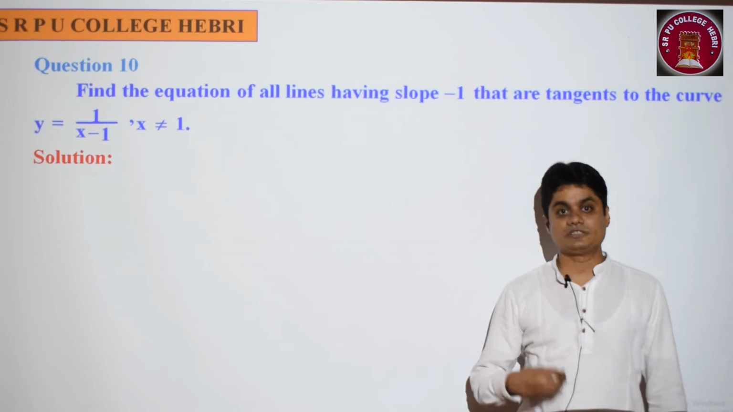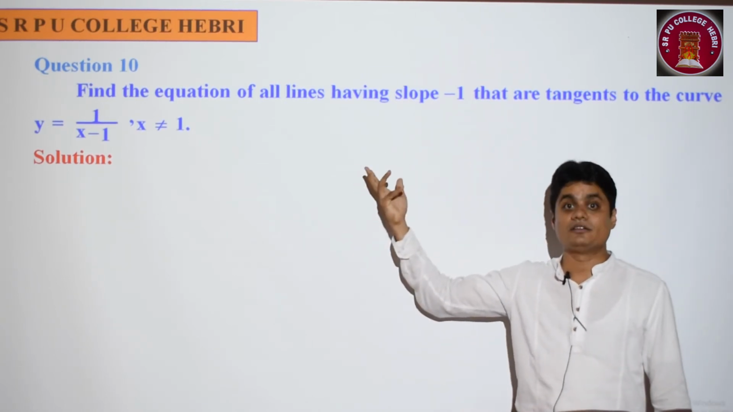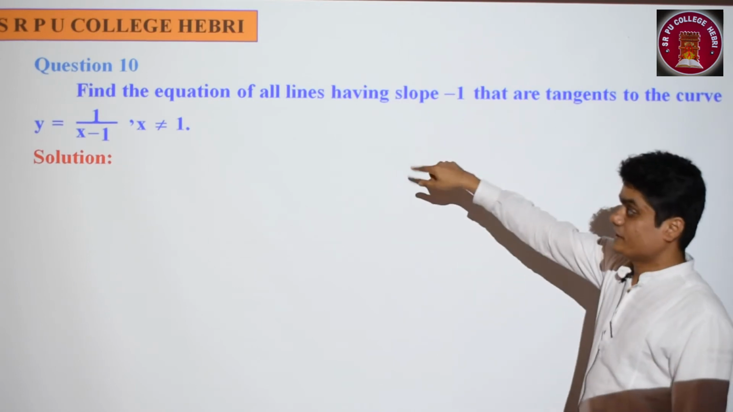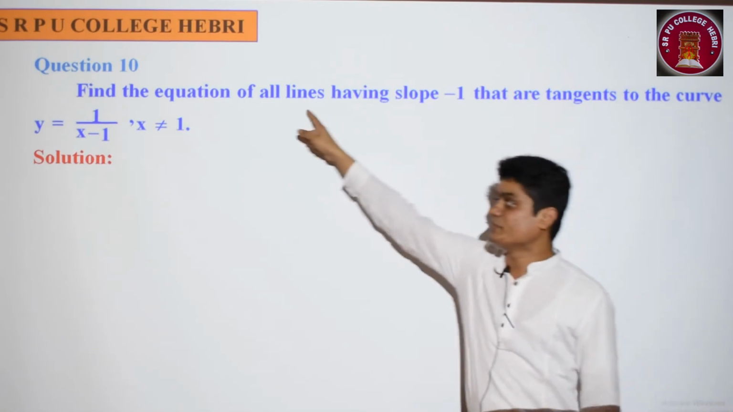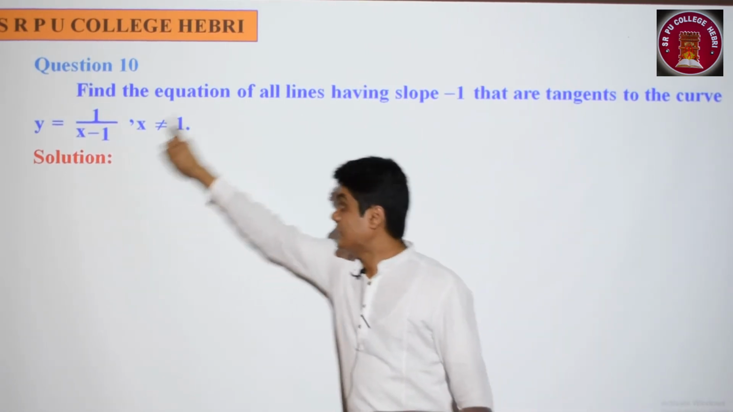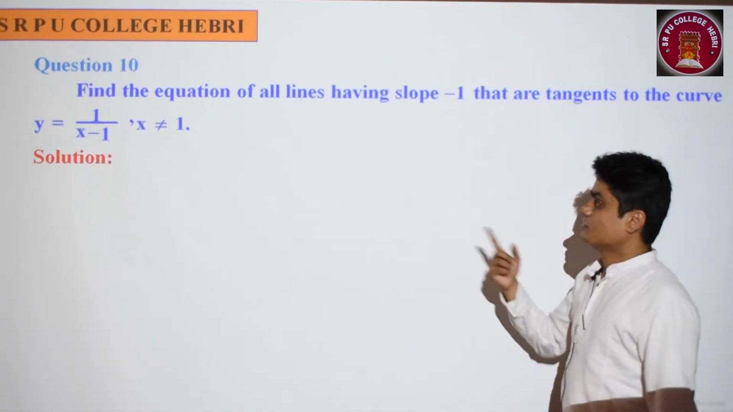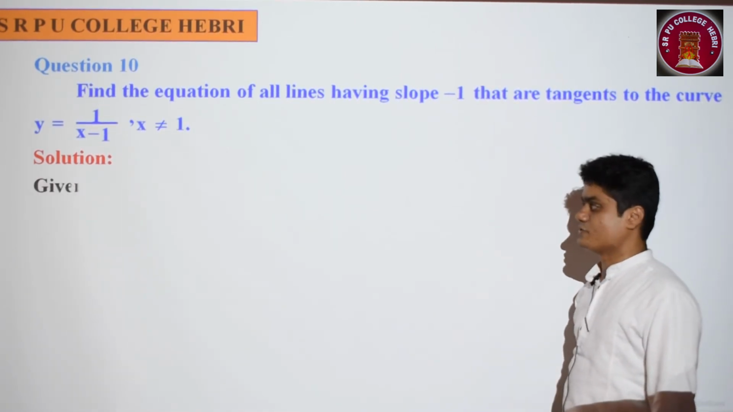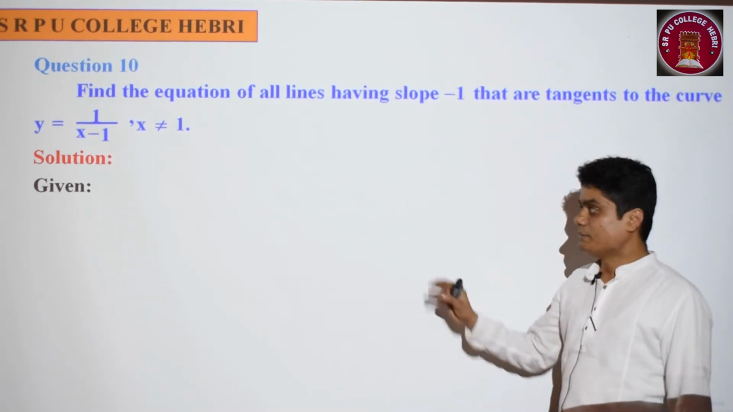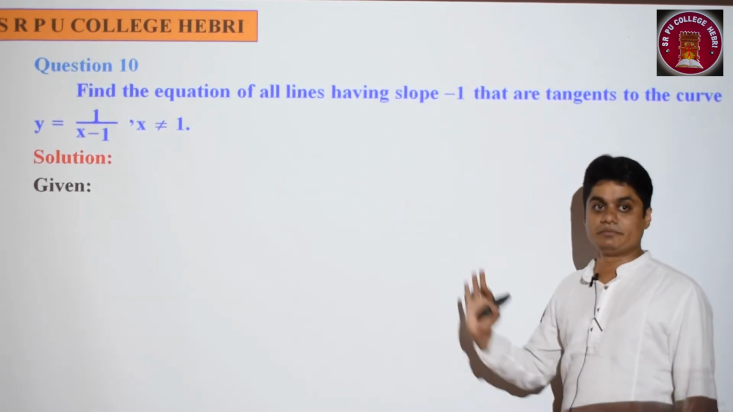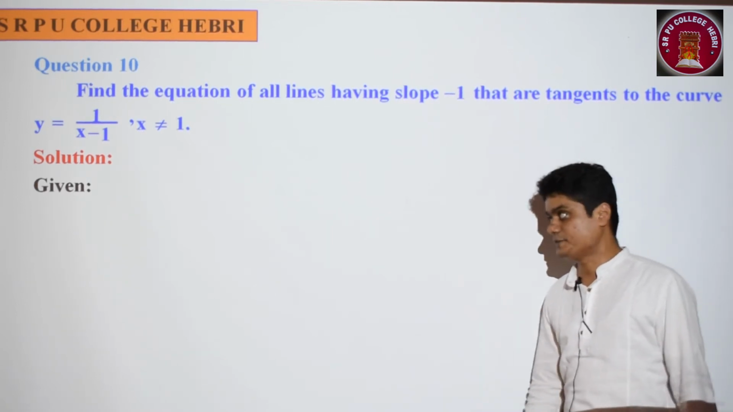Now we are going to solve some problems of the kind of finding the equation of a tangent or the equation of a normal line. Here we have to find the equations of all lines having slope equal to minus 1. These lines are nothing but tangents of this curve. So what should we do? We have to differentiate. This question may have some different method to solve, but definitely don't use any other method. The differentiation method is the best method, so we will follow that.